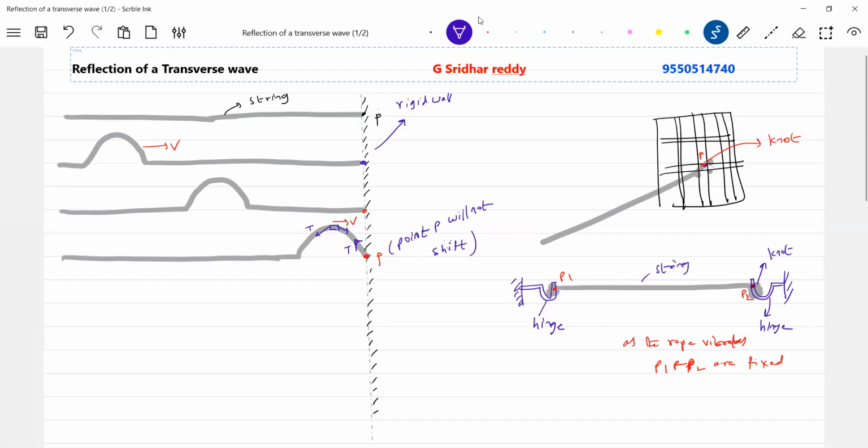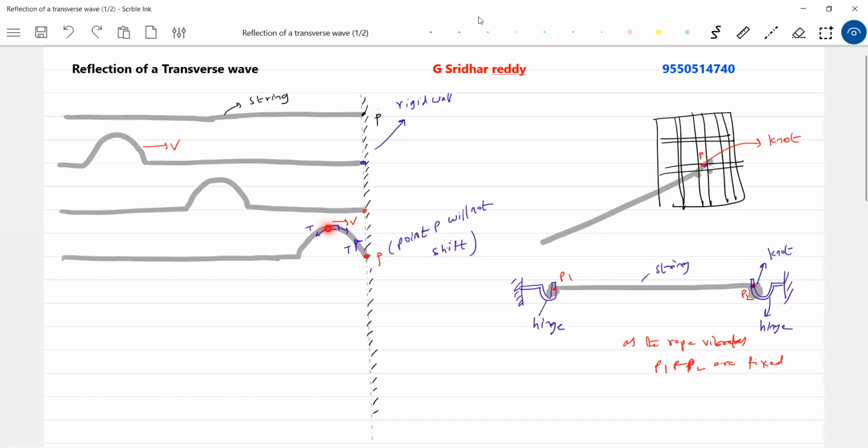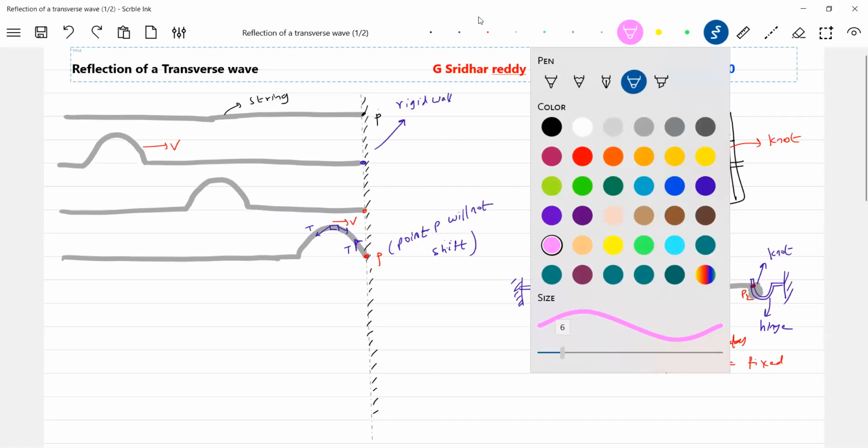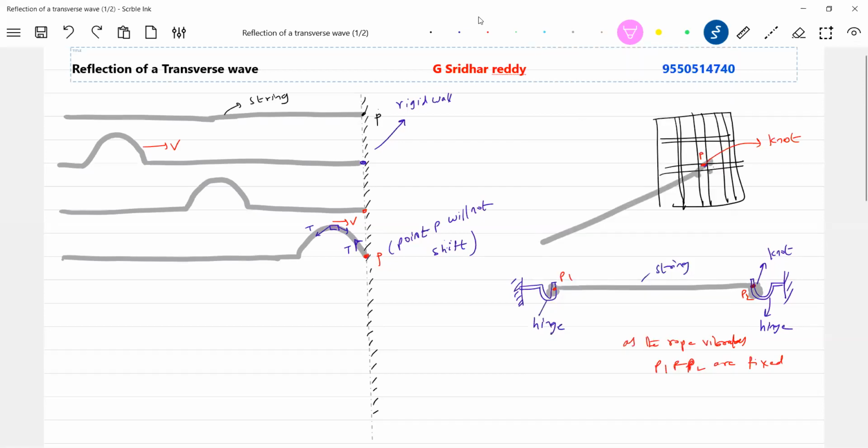Okay, this is very important. Point P will not shift, will not move, will not get displaced here. So what will happen? Now look at the tension on this element, how it is acting. The tension on this small element is acting vertically down. The net force should be vertically down, and because of this, it will start moving vertically down.